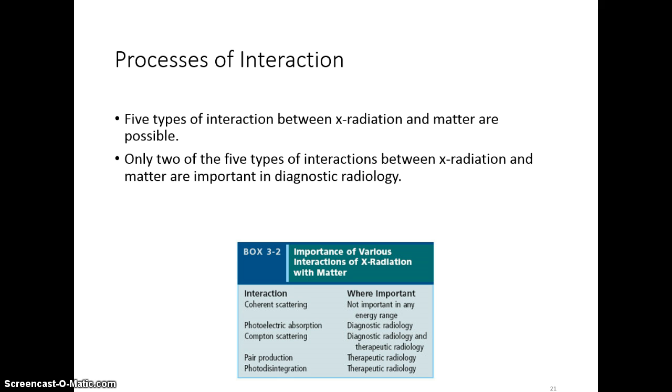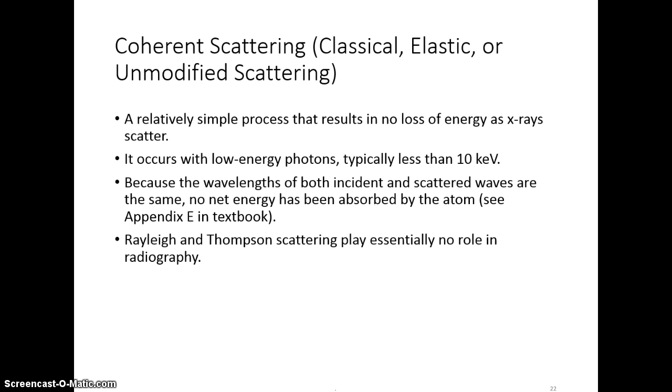Alright, now, there's 5 different kinds of interactions, and you need to make sure that you know the general gist of each one of these. The thing about coherent scattering, we don't have that in X-ray, because the result of coherent scattering is just a small loss of energy. So another name for coherent is classical, elastic, or unmodified. This is very simple. It occurs with low energy photons. These are typically below 10 keV.